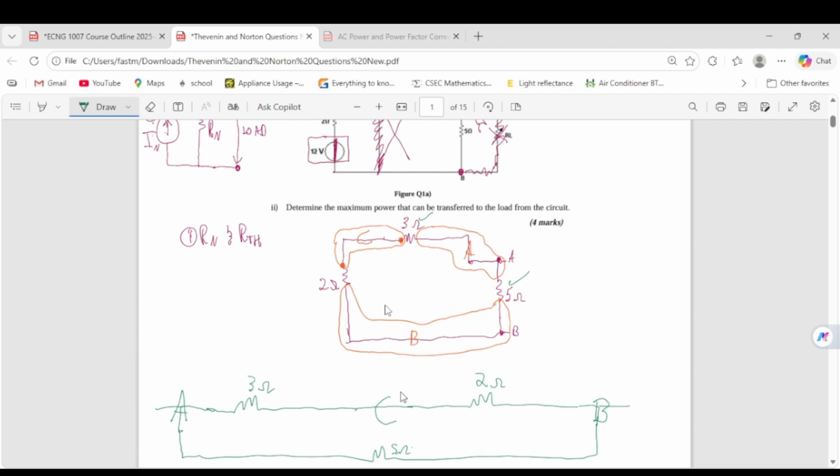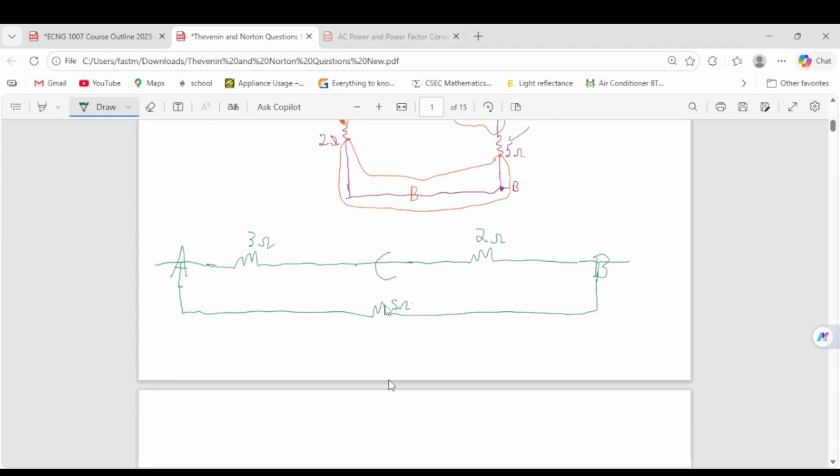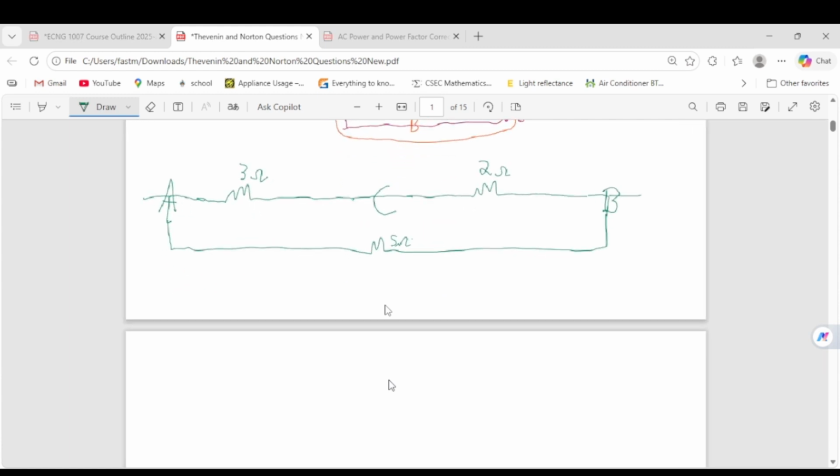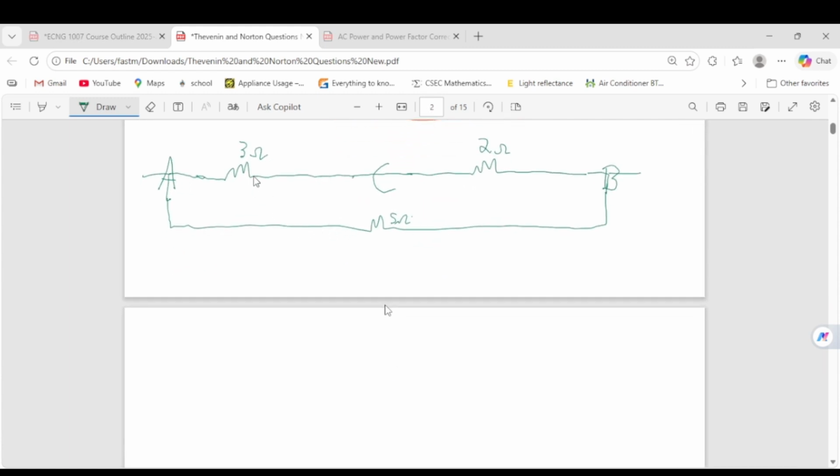It makes it easier to see because it's all in one line instead of being all over the place in the circuit. So you can do this with any type of circuit. And we just keep reducing. This 3 and this 2 are in series with each other, so it must be 3 plus 2, which is 5. That will be in parallel with the 5.